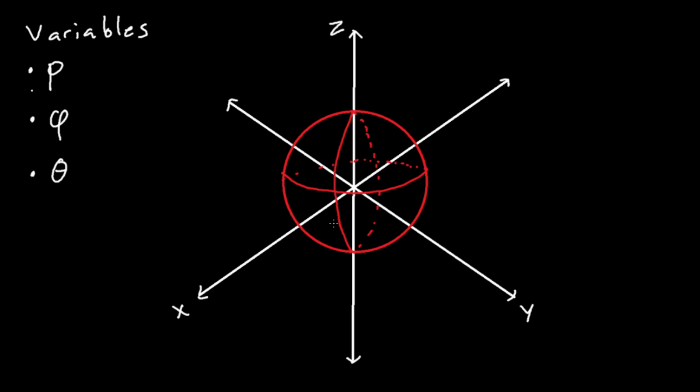So these are the three variables that you're going to be using for spherical coordinates, and I'm going to show you what these actually look like. I'll also show you the transformation factors, like what x is equal to, what y is equal to, what z is equal to, and what the v will be equal to in this case.